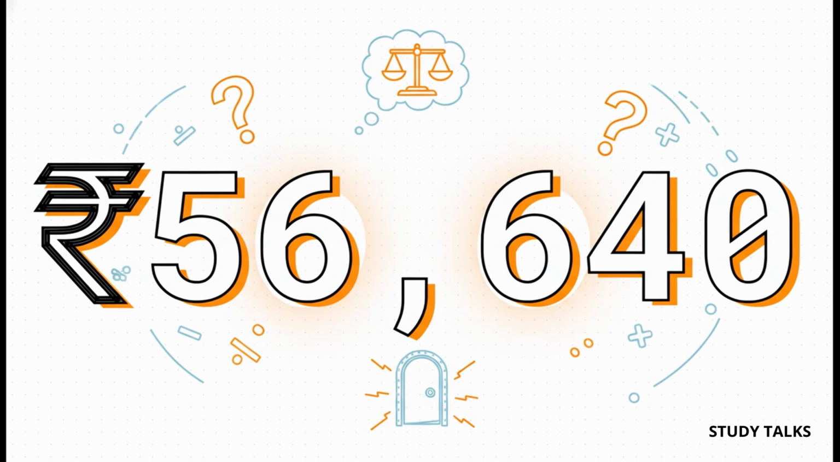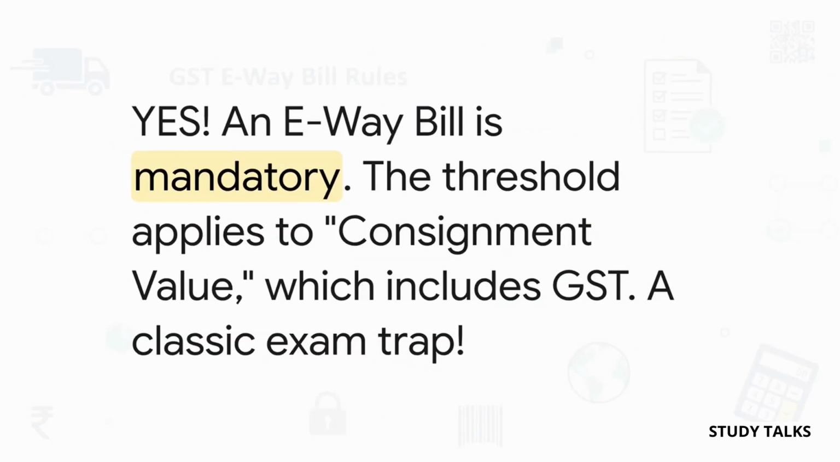This right here is a classic ICAI trap. And there it is. The correct answer is a big yes. An e-way bill is absolutely mandatory. So why? Well, it's because that 50,000 rupee limit isn't for the taxable value. It's for the consignment value. And consignment value includes GST. You add that 18% tax onto 48 grand and boom, you're over the limit. This is exactly where marks are lost in the exam.